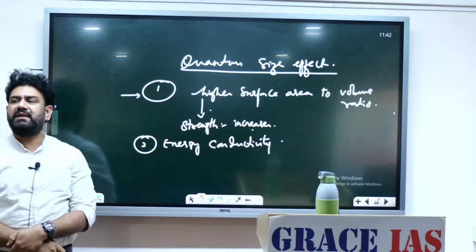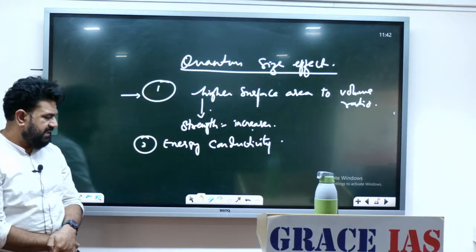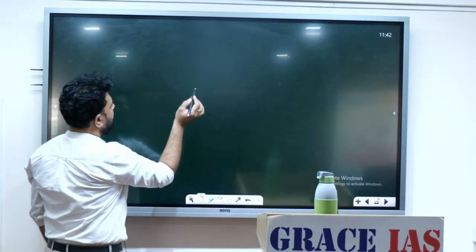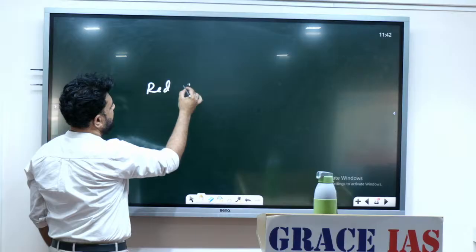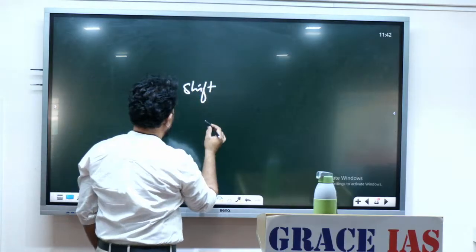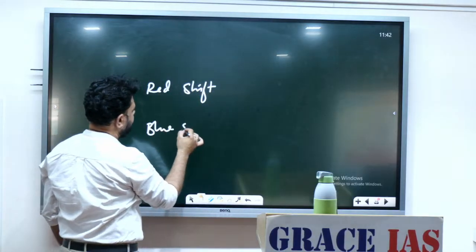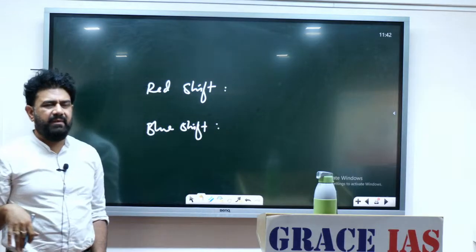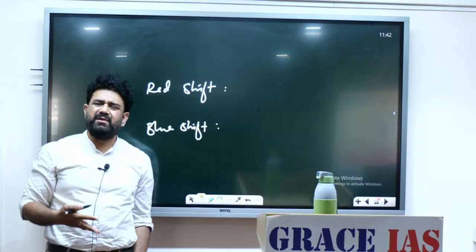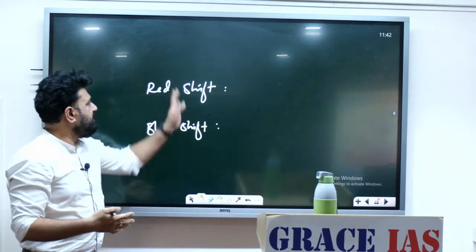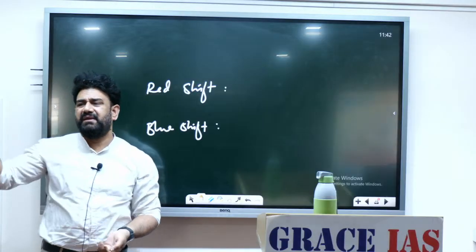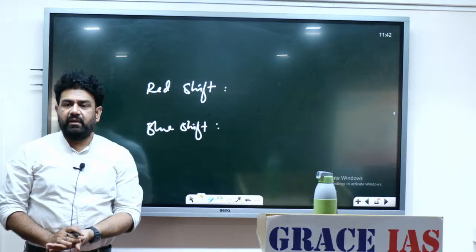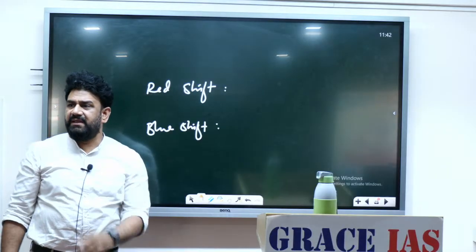One simple formula, maybe you would have studied this, I want to mention here. There is a concept in geography called red shift and blue shift. In geography it's a pretty old concept, it is not something new. What is red shift here? When an object moves away from you, it appears red. When an object comes near to you, it appears blue.